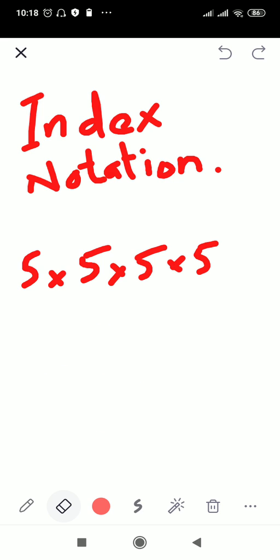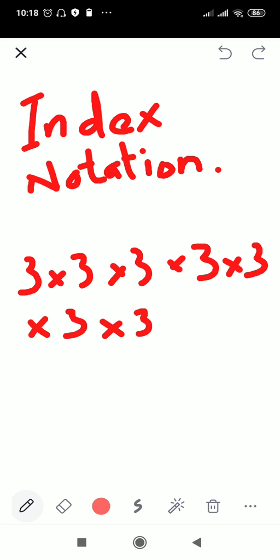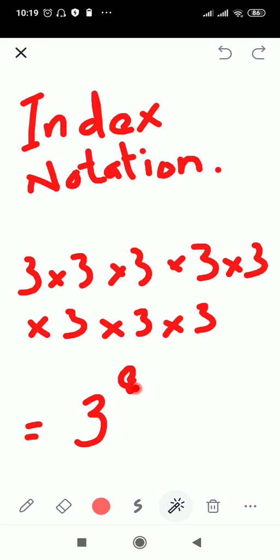Now tell me, see here, what is the index notation of this one? We can write this in index notation like this. You can count how many 3s are here: 1, 2, 3, 4, 5, 6, 7, 8, and we can write it as 3 to the power 8, all right? So this is the index notation of this, and this is called the index, and we read it as 3 to the power 8.